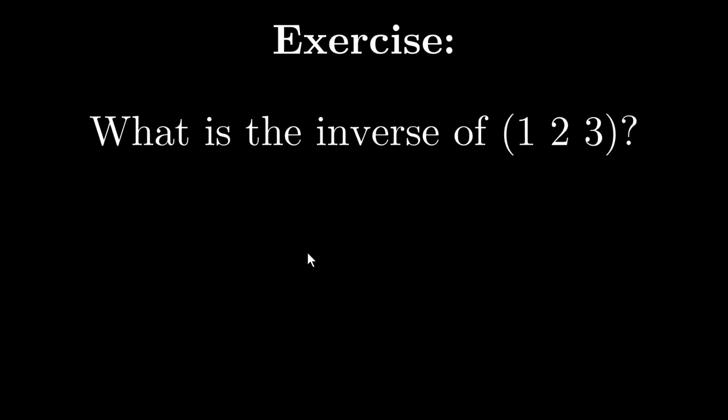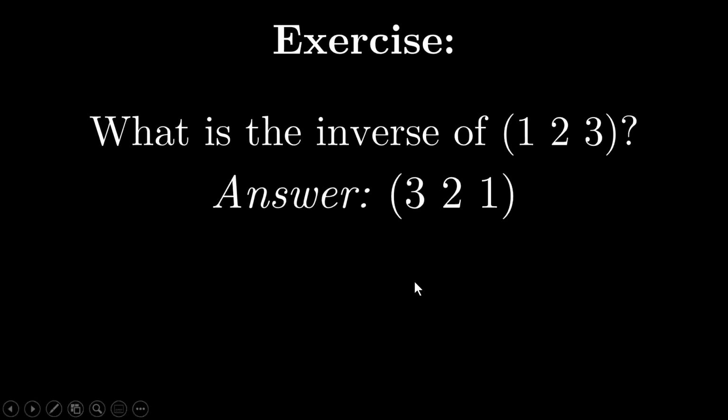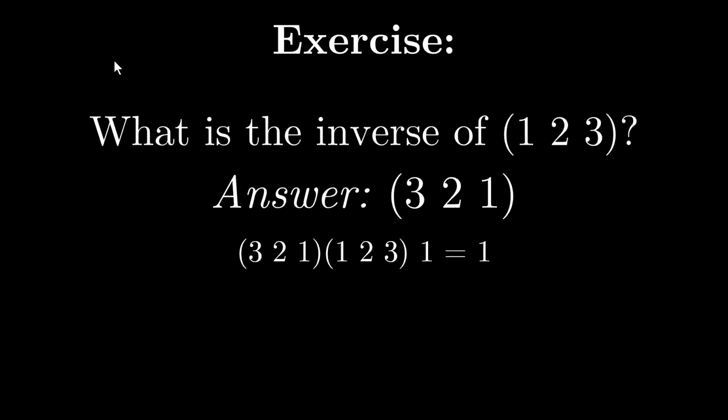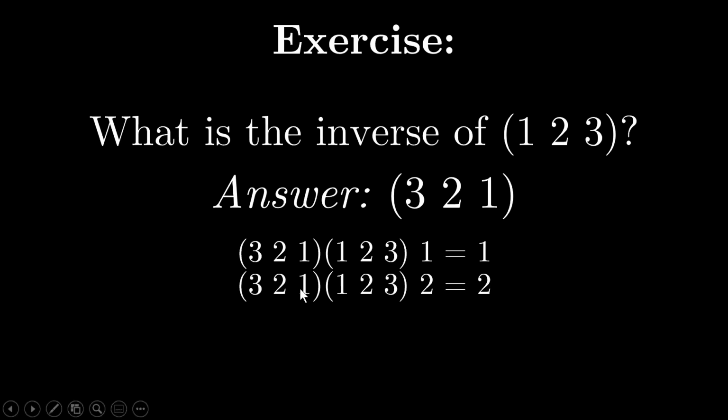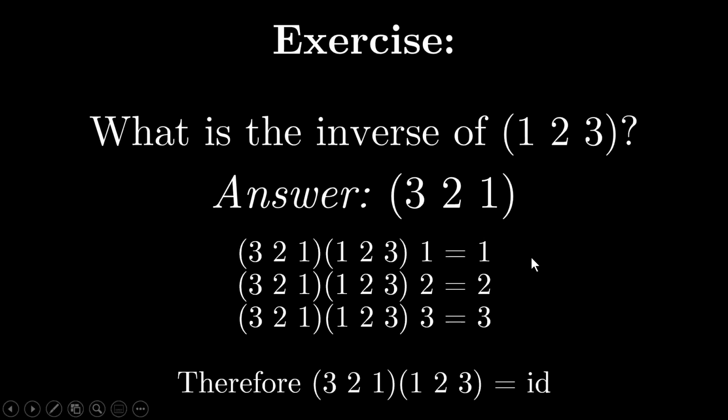That's exactly right. So it's 3, 2, 1. And why? If we evaluate it, 1 maps to 2, and 2 maps to 1. So 1 maps to itself. 2 maps to 3, and 3 maps to 2. So 2 maps to itself, and the same is true for 3. And so since we're mapping everything to itself, this composition is the identity. And so we've done it. We found the inverse of 1, 2, 3.